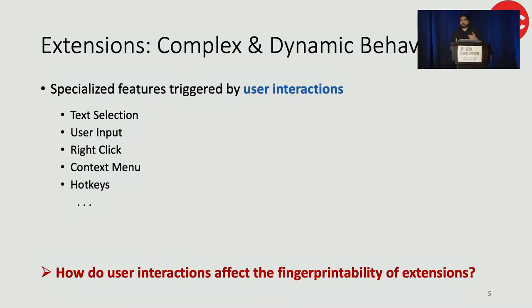For example, think of the Google Translate extension. When you install it, it doesn't perform any modifications on the page. It doesn't do anything on the page. But when you click on a term and highlight an element, a new pop-up appears and it offers the translation or the annotation of the text. So now the question that arises here is how user interactions affect the fingerprintability of extensions, and how can we fingerprint extensions that are triggered through user interactions?